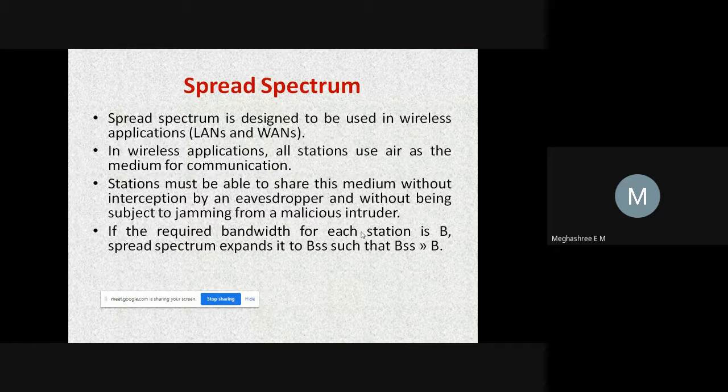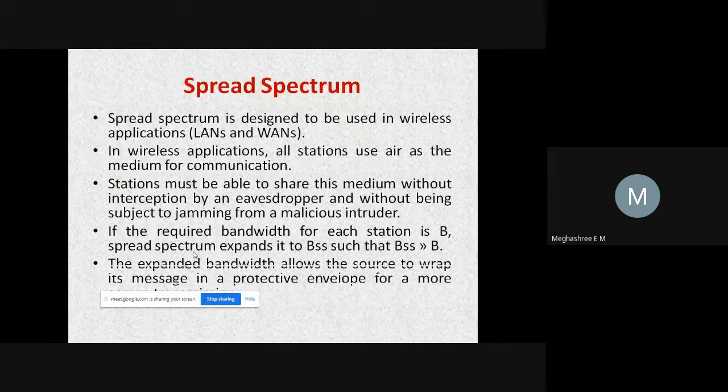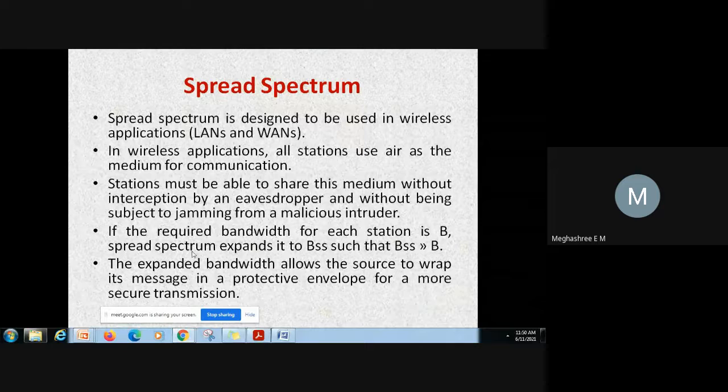Okay, so let's consider that each station, that means each source, has a bandwidth of B. So the required bandwidth of one source is B, for which we apply spread spectrum, which expands this bandwidth B into BSS, where BSS is greater than B. What does it mean? We are expanding the bandwidth considered for the input source by following spread spectrum. This expanded bandwidth, BSS, allows the source to wrap its message in a protective envelope for a more secure transmission. So this is done to provide a secure transmission.